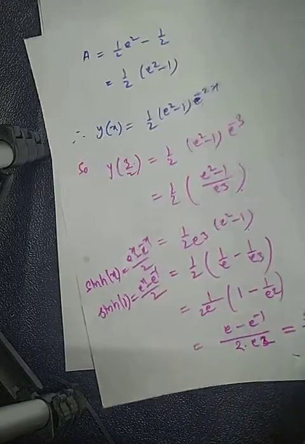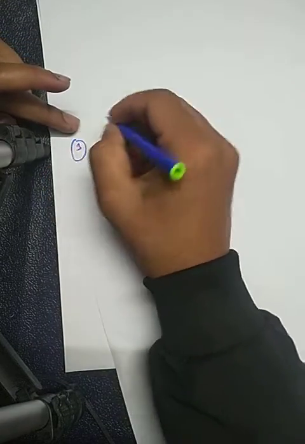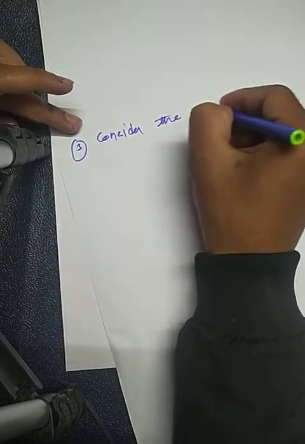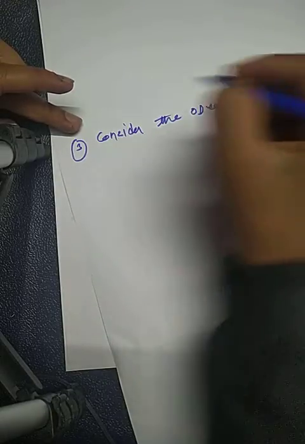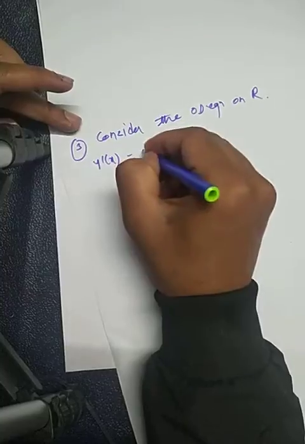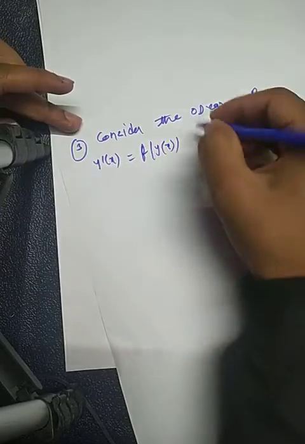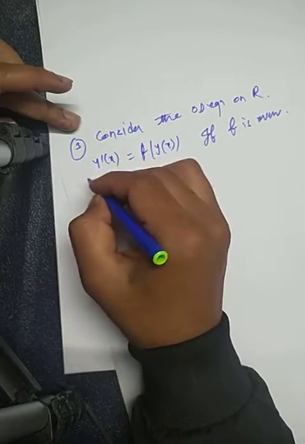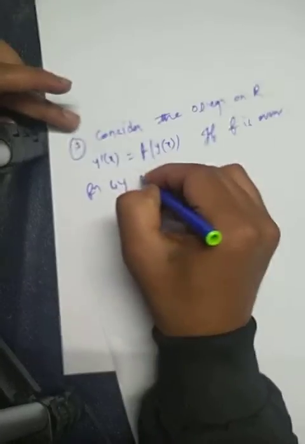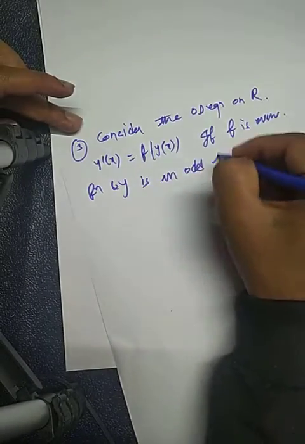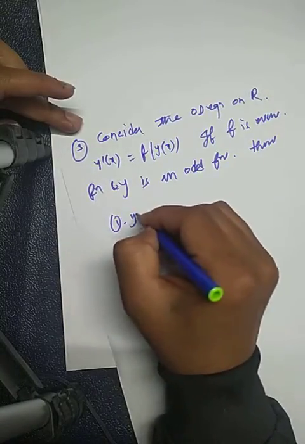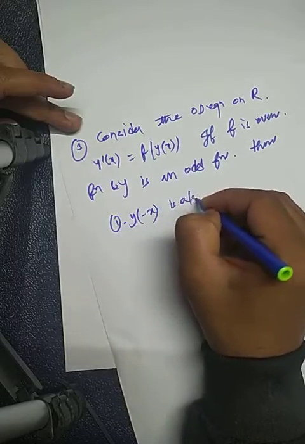Again we'll have some other problem too, question number 3. Question number 3 says: consider the ordinary differential equation on R, y'(x) equals f(y(x)). If f is an even function and y is an odd function, then which of the following is true? y of minus x, or minus y, is also a solution.